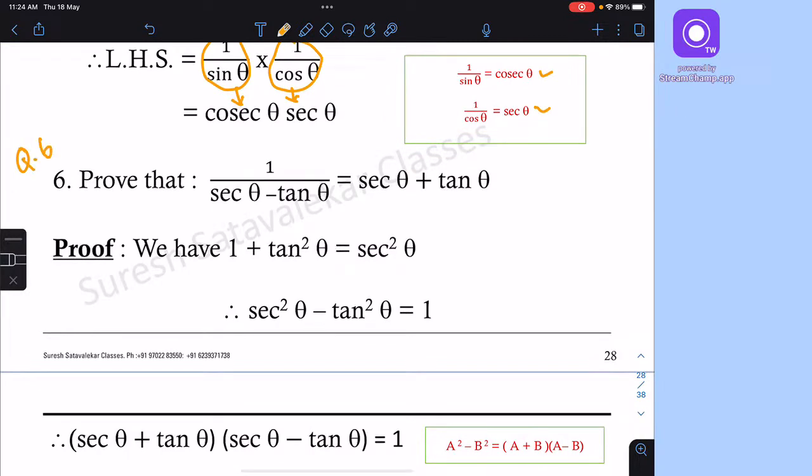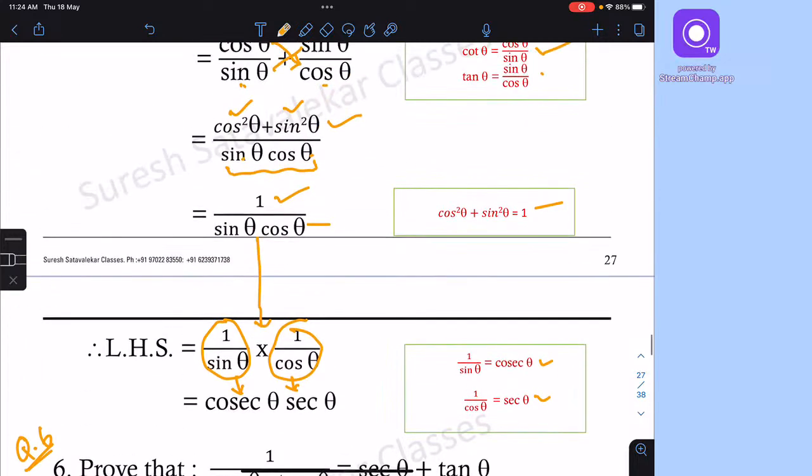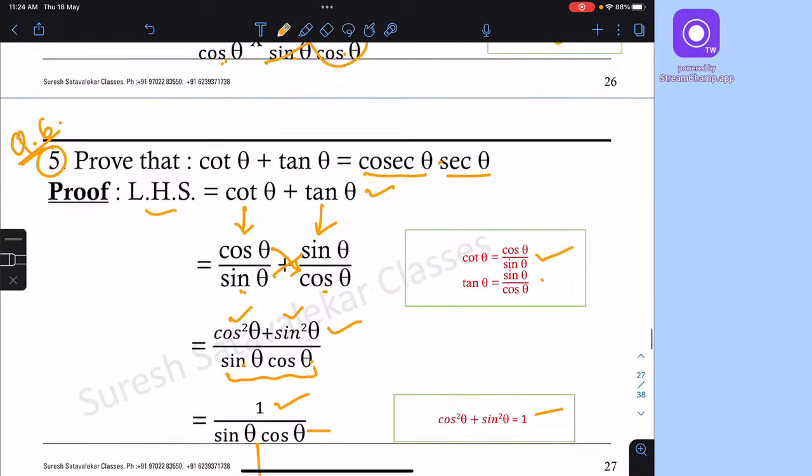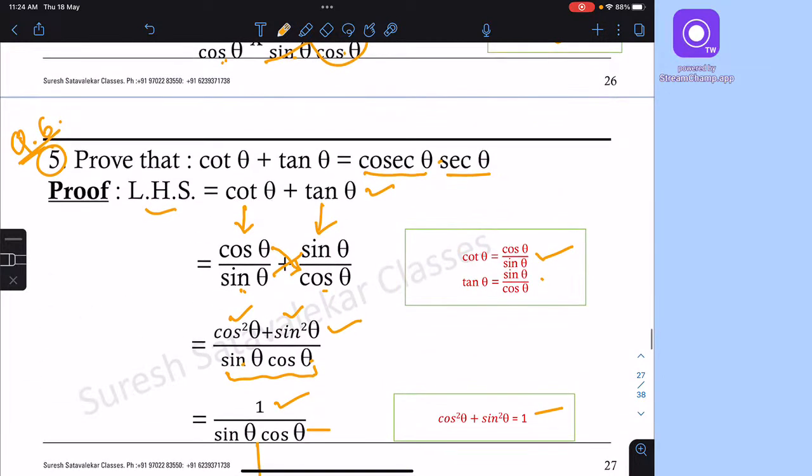Then again the next question. From question number 6 we are doing sub question 6. Prove that 1 upon sec theta minus tan theta is equal to sec theta plus tan theta. One minute, I wanted to say something about the previous one also. This sum can be done in several other ways also. Okay. We shall discuss it separately.